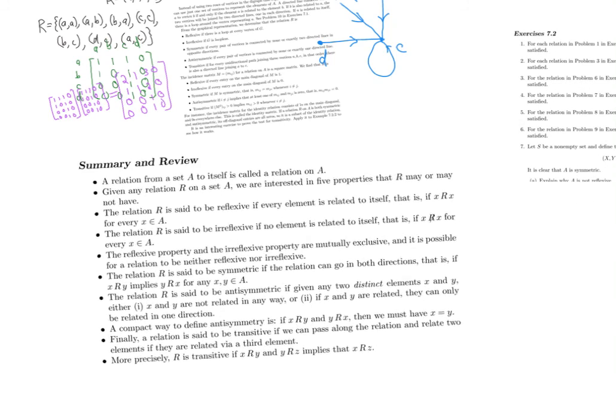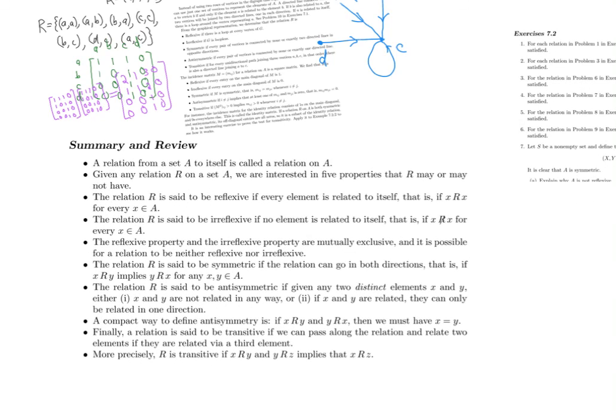So to summarize, this section was talking completely about relations from a set to itself. And then we had these 5 properties that we were looking for in the relation. Here's the review of those definitions. And we had a couple of alternate ways to think of anti-symmetry, because that one tends to be a lot to think about. And then if you can relate two elements that are related via a third element, that's transitivity. That's another way to think about transitivity.